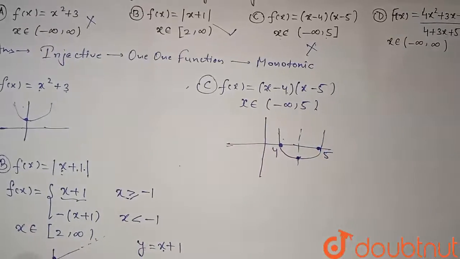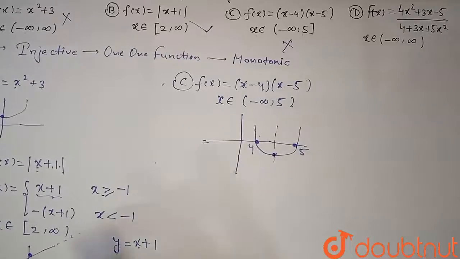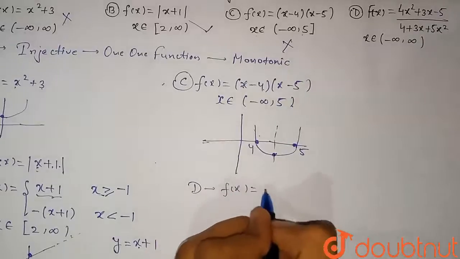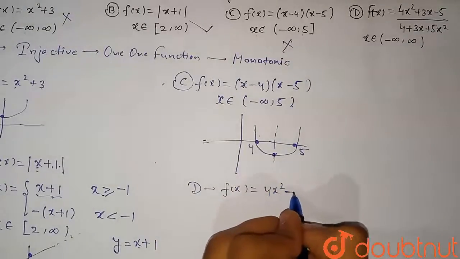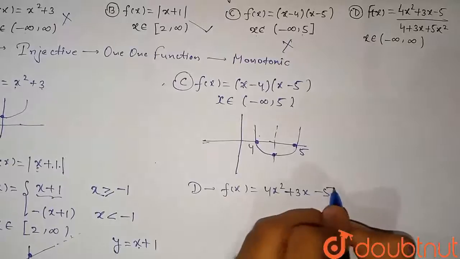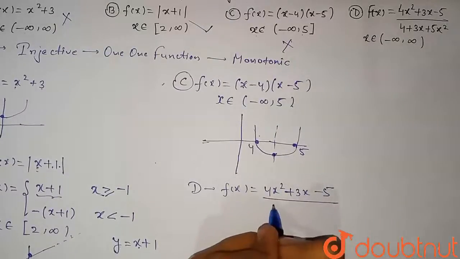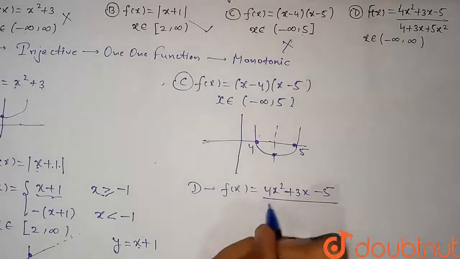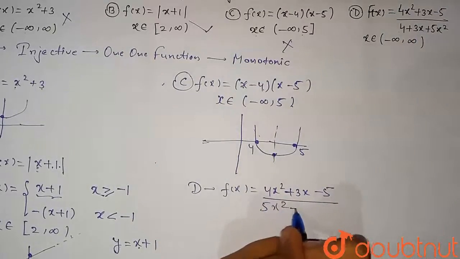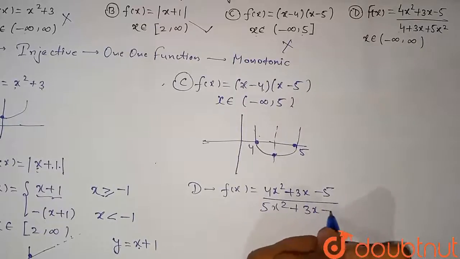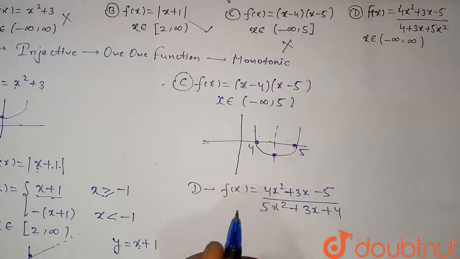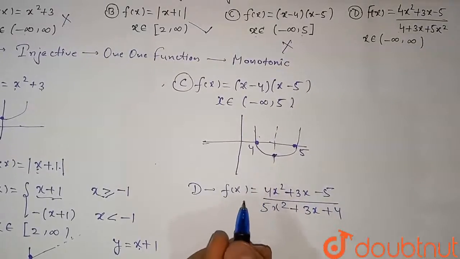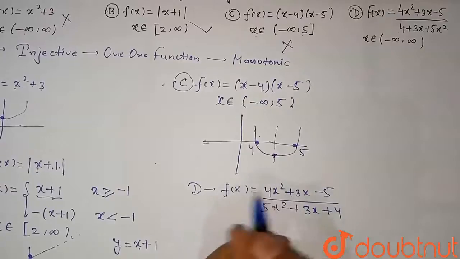Now if we discuss option D for this question, that is f of x equal to 4x square plus 3x minus 5, divided by 5x square plus 3x plus 4. So first we will find a point where this function is many one, and then we can say that this is not injective.